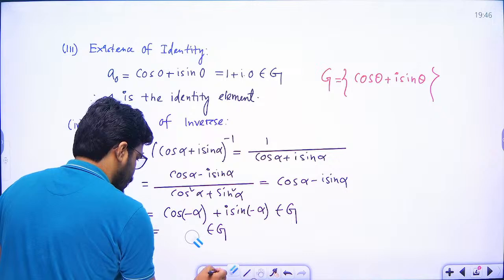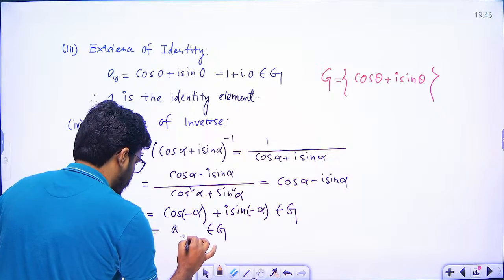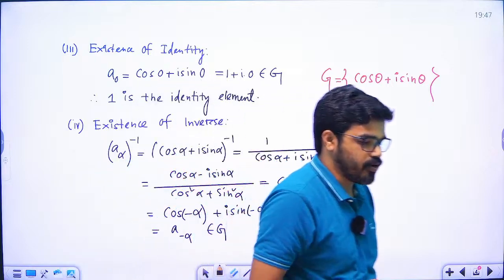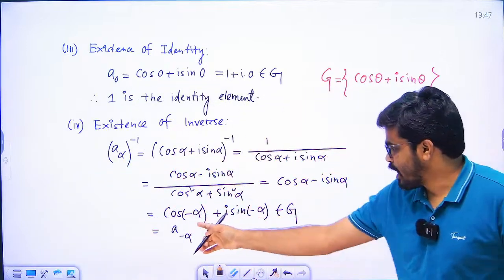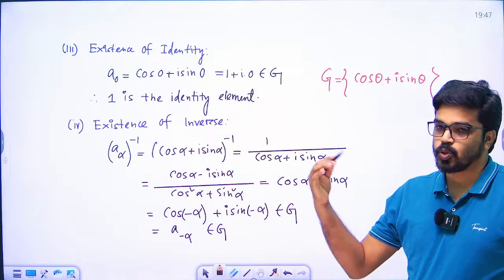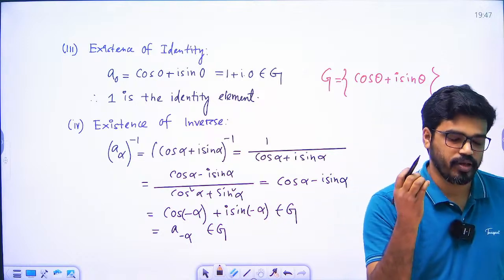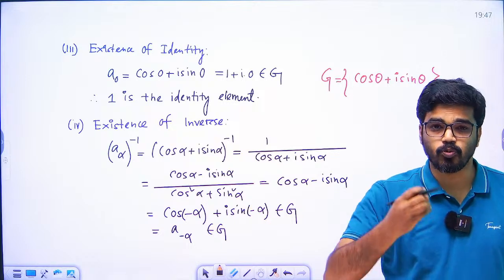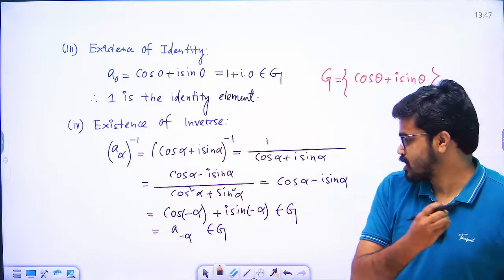Okay, A minus alpha. So that means the inverse of A alpha is A minus alpha. So we conclude that the inverse of each element exists in G. So G is a group with respect to multiplication, right?